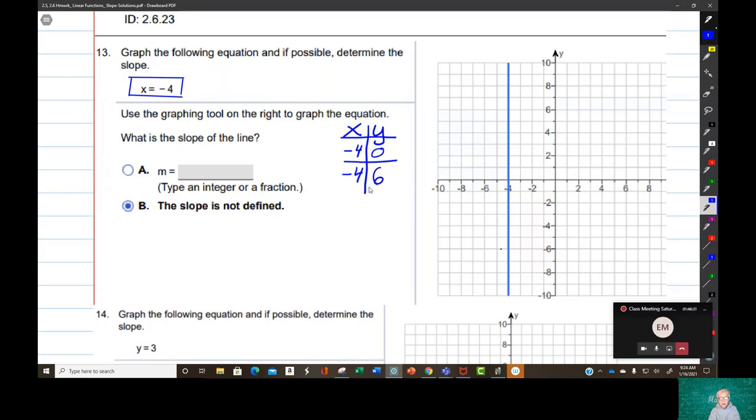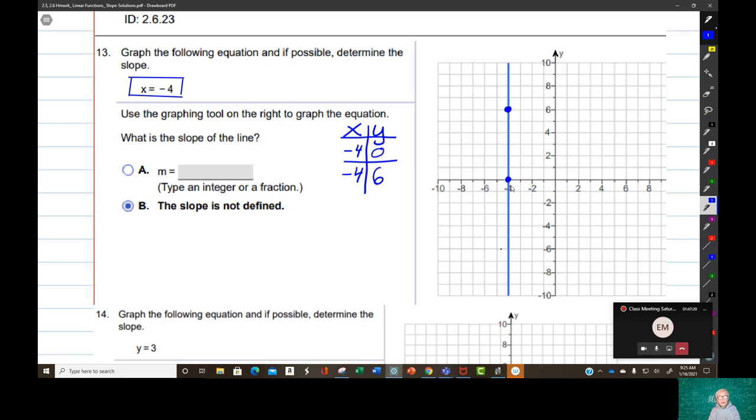Now I'm going to plot those two points. I come out to negative 4, and the y coordinate is 0, so I don't go up or down to plot a point. So there's my first point. Because I chose it, I didn't have to. I can make y anything I want. Now 6 was convenient because it's already marked. So the point negative 4, 6, I get to that by starting in the center, going to the left 4, and up 6, so I'll plot that point.